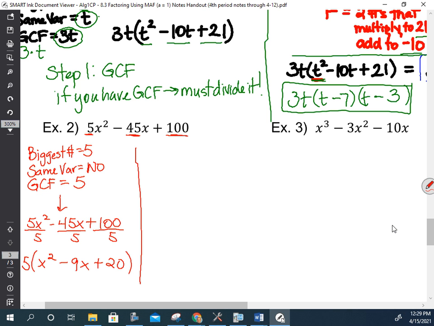All right, so let's keep it moving. So we did GCF, and it's time for MAF. So 5 parentheses x squared minus 9x plus 20. So now we're picking up from where we left off. Your M is your last term, which is 20. Your A is your middle, negative 9. So you need two numbers that multiply to 20 and add to negative 9.